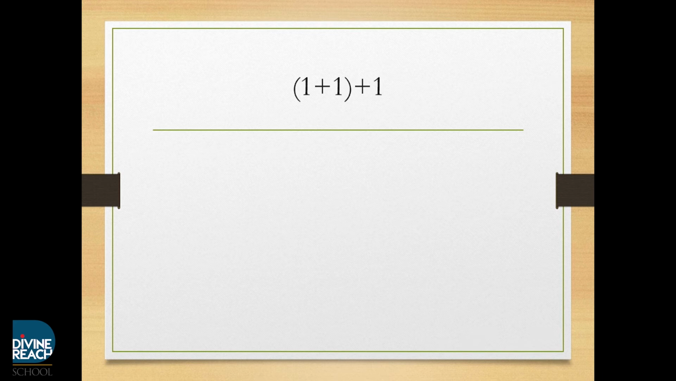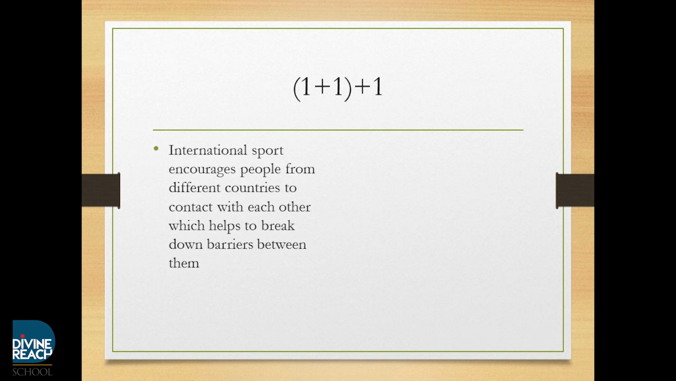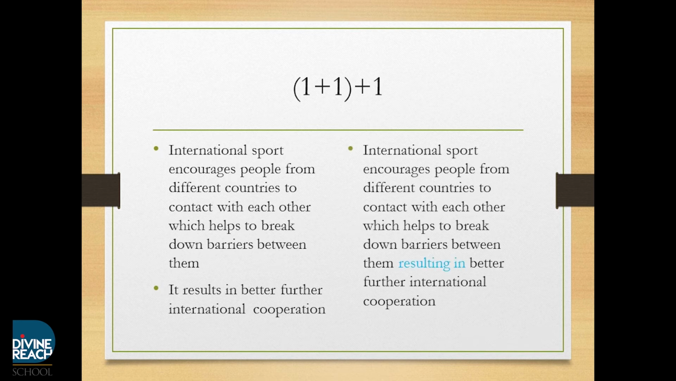So now we have to join the last third sentence to our statement that we have just joined. Here our statement and the last third sentence. And here is my version. If you pay attention, I have highlighted the part that I changed, and this is the use of past participle one. So, international sport encourages people from different countries to contact with each other, which helps to break down barriers between them, resulting in better further international cooperation.